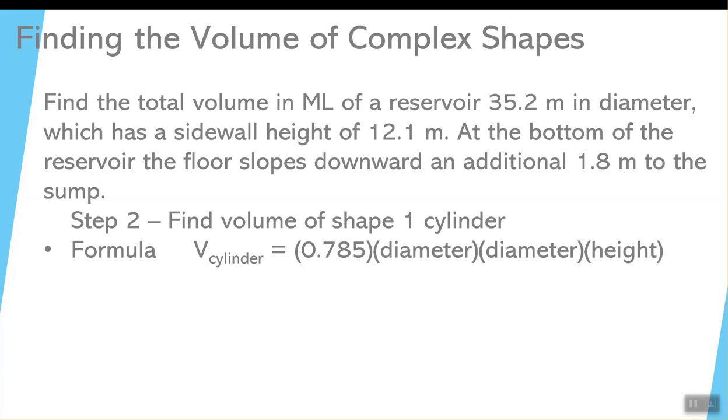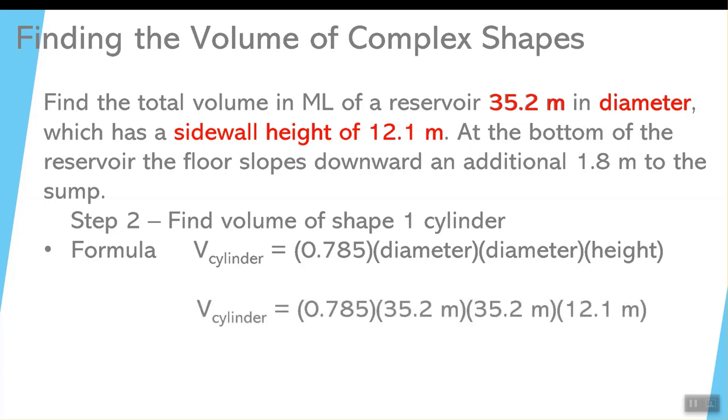So write out the formula, put the words in. Now you can plug the numbers in. Okay, we know the diameter is 35.2 meters. We have to do that 2 times, and we know that the height is 12.1 meters. So now we can plug those numbers into the formula. As you go through your math, let's just do the multiplication. Notice there's probably some rounding in there someplace, it's about 11,769, and notice the unit, it's cubic meters.